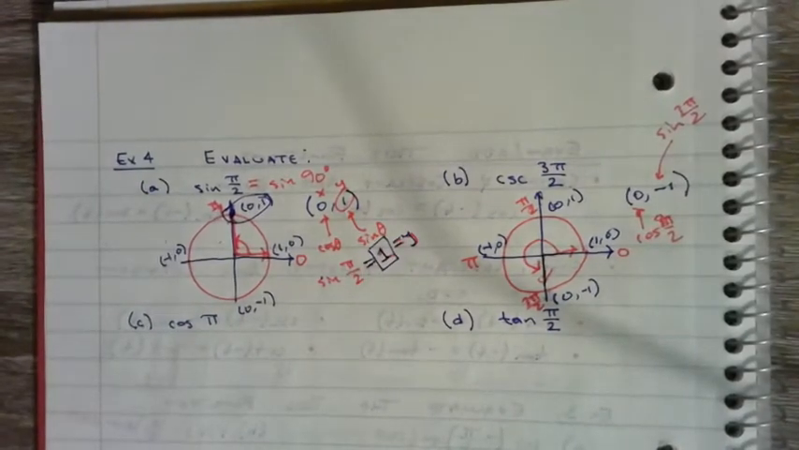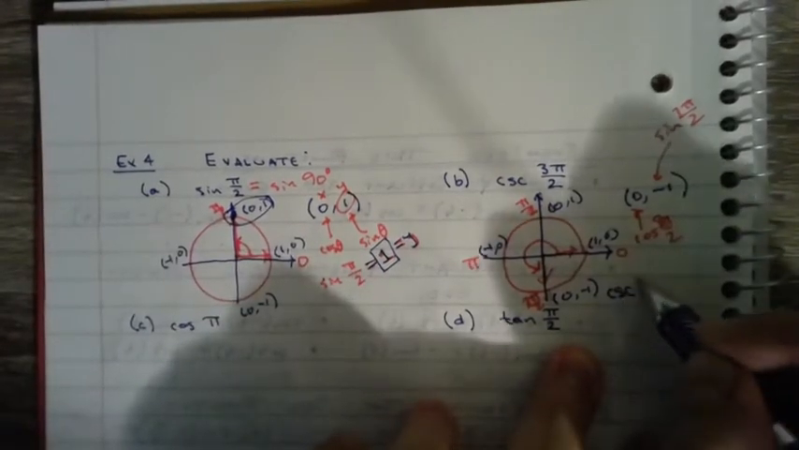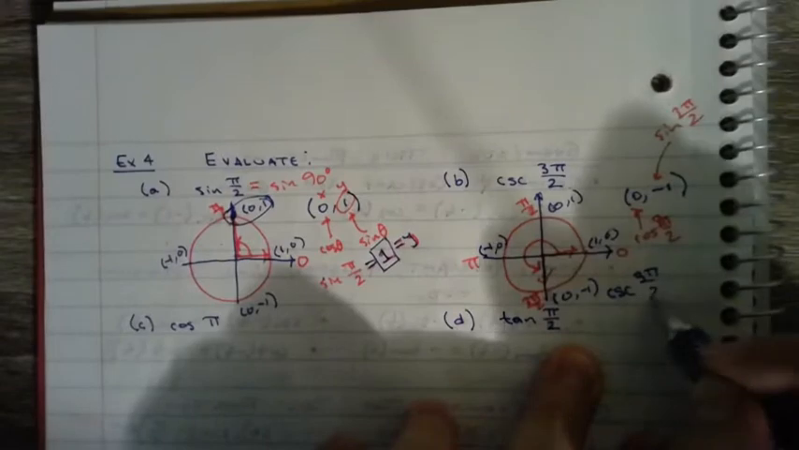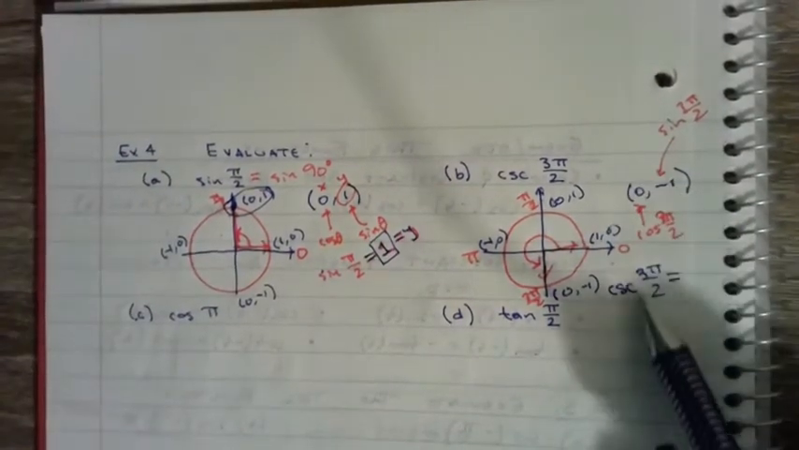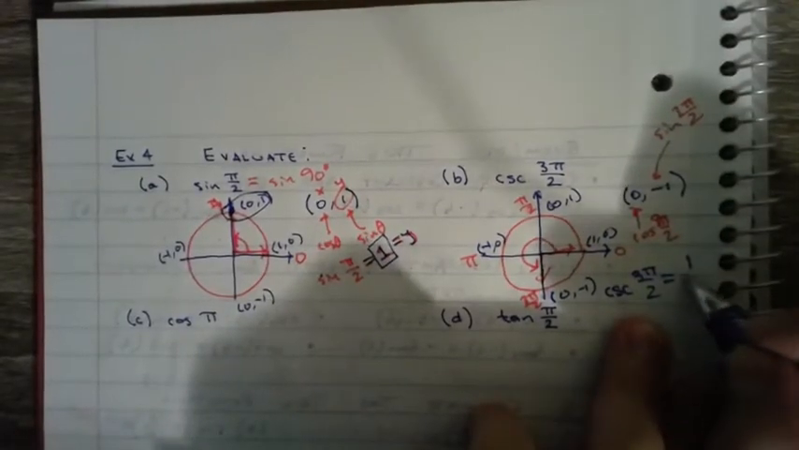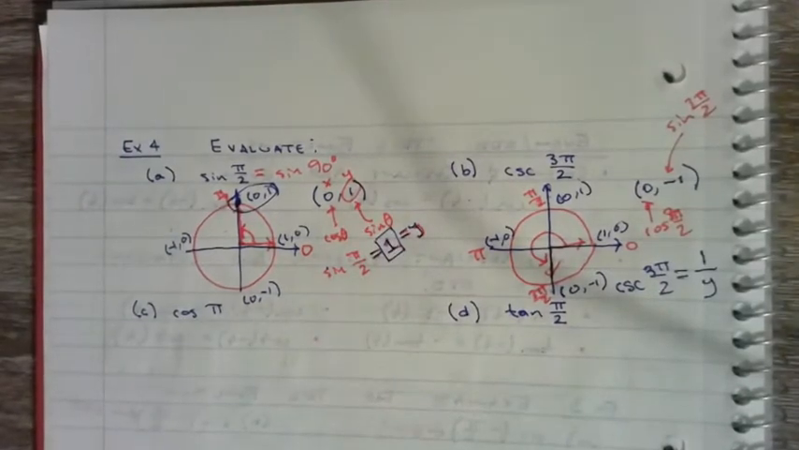But think about this. What is cosecant? What is the formula for cosecant? So cosecant of 3 pi over 2 is equal to... Because you know that sine is y and cosecant is the reciprocal of that. So instead of it being y, it's going to be 1 over y. So that's what cosecant of 3 pi over 2 is.